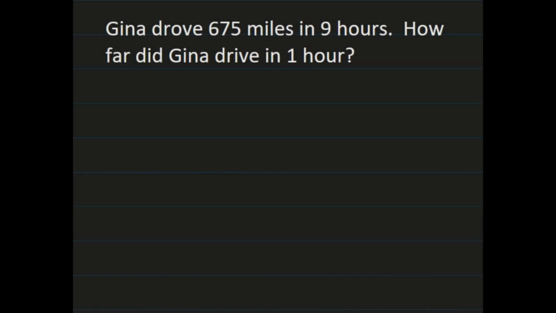Gina drove 675 miles in 9 hours. How far did Gina drive in 1 hour? So if we're finding how far she drove in 1 hour, we're looking at a unit rate. So we have to take the 675 total miles that she drove and divide it by the 9 hours. So our first step is going to be 67 divided by 9. 67 divided by 9 is 7.